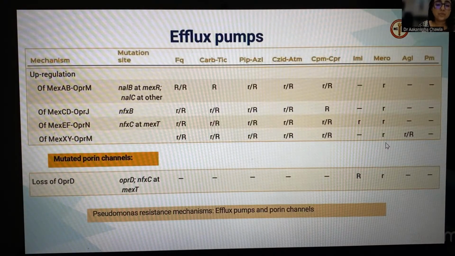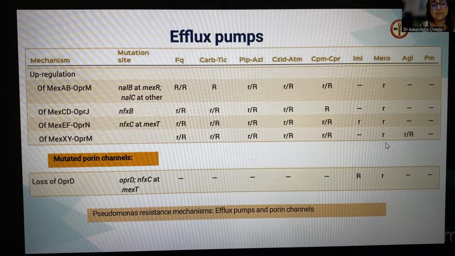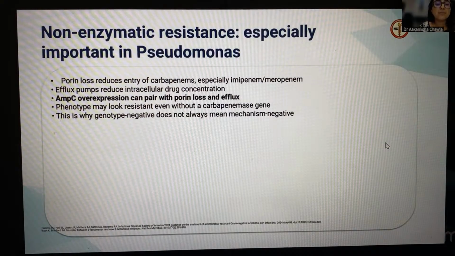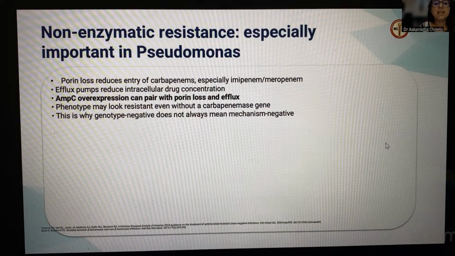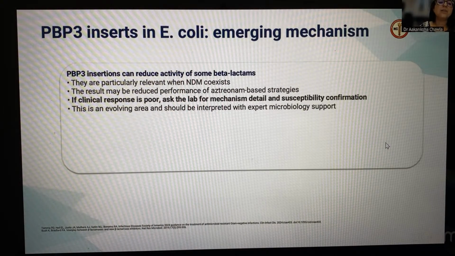Since I was talking about Pseudomonas resistance mechanisms, we know that Pseudomonas resistance can be because of efflux pumps and because of loss of porin channels. Porin channel loss would reduce the entry of drugs like carbapenems, especially imipenem and meropenem. Efflux pumps would reduce intracellular drug concentration, and AmpC expression can pair with porin loss and efflux. So the phenotype may look resistant even without a carbapenemase gene.